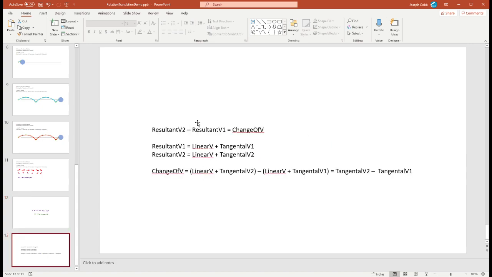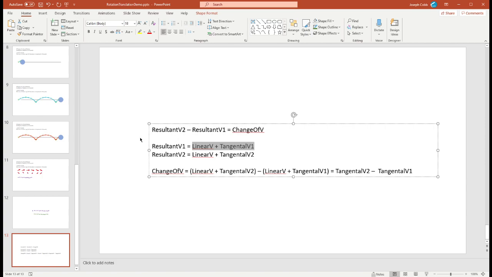So basically this is the maths of why it happens. And so Chris UK has calculated the resultant velocities here by taking the linear velocity and adding the tangential velocity. This was all in vector form.